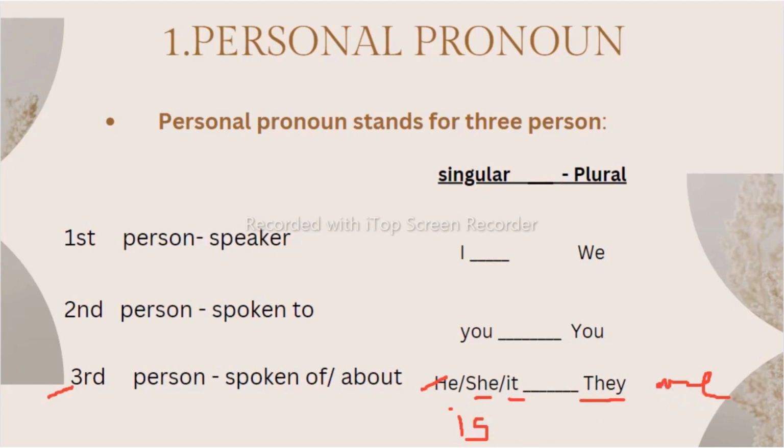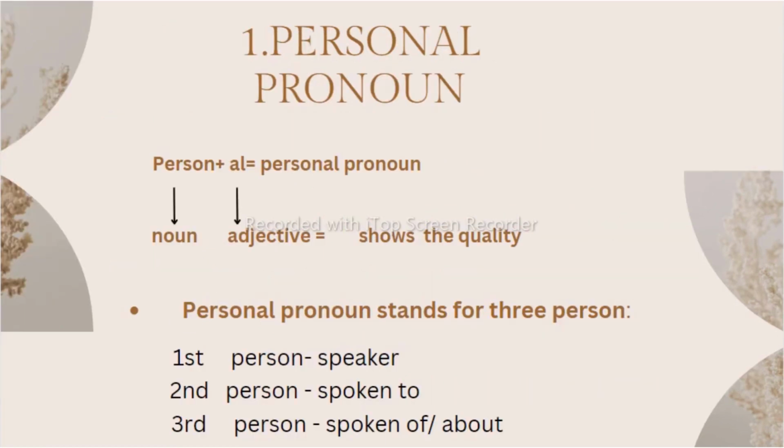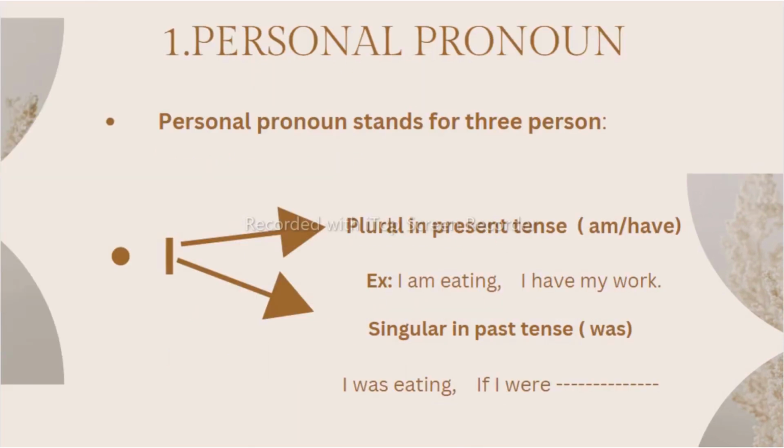Now let us see in detail, you will get more clarity. As we have discussed, personal pronouns stand for the three persons. First let's see I, that is the speaker, because we have discussed that the first person is the speaker, which is obviously I. Along with this I, when we are using I in the present tense, we have to use the verb am or have. I have this pen, I have some work, I am writing, like that.